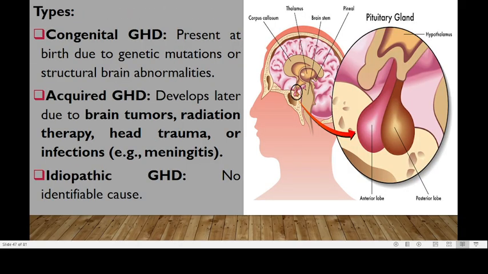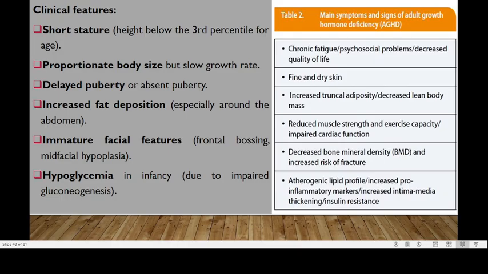We have the congenital type, which is present at birth due to genetic mutations or structural brain abnormalities. We also have the acquired growth hormone deficiency, which develops later due to brain tumors, radiation therapy, head trauma, or infections like meningitis. And lastly, we have idiopathic growth hormone deficiency, where there is no identifiable cause.